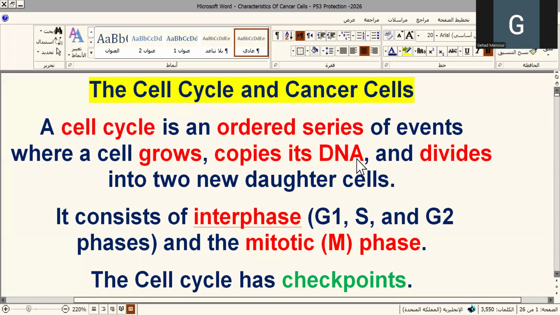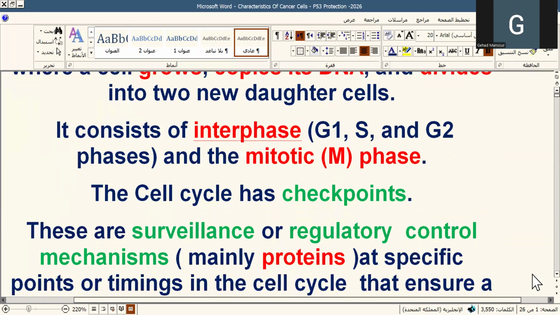What is the cell cycle? The cell cycle is an ordered series of events that are repeated in an organized way in the cell. And during that ordered, organized series of events, the cell is allowed to grow in size and to make copies of its DNA before dividing into new daughter cells. And here we are focusing mainly on mitotic division of the cells.